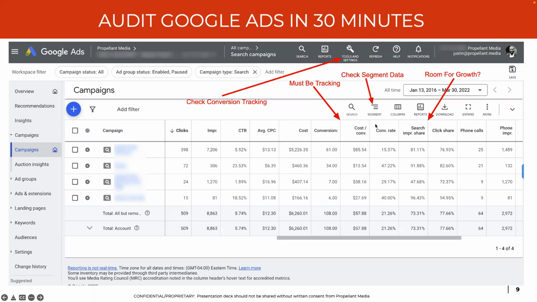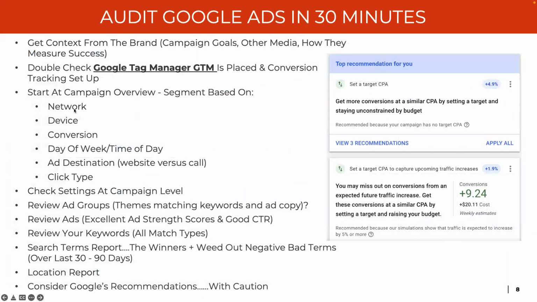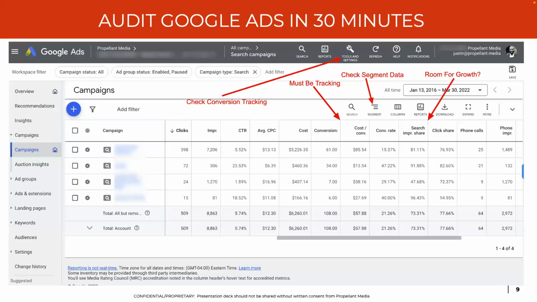And then last but not least, the segment section. This is where you can go in to see overall performance at the individual level in terms of those different segments like network, device, conversion, day, time of day, click type. All those different things are very important as well.